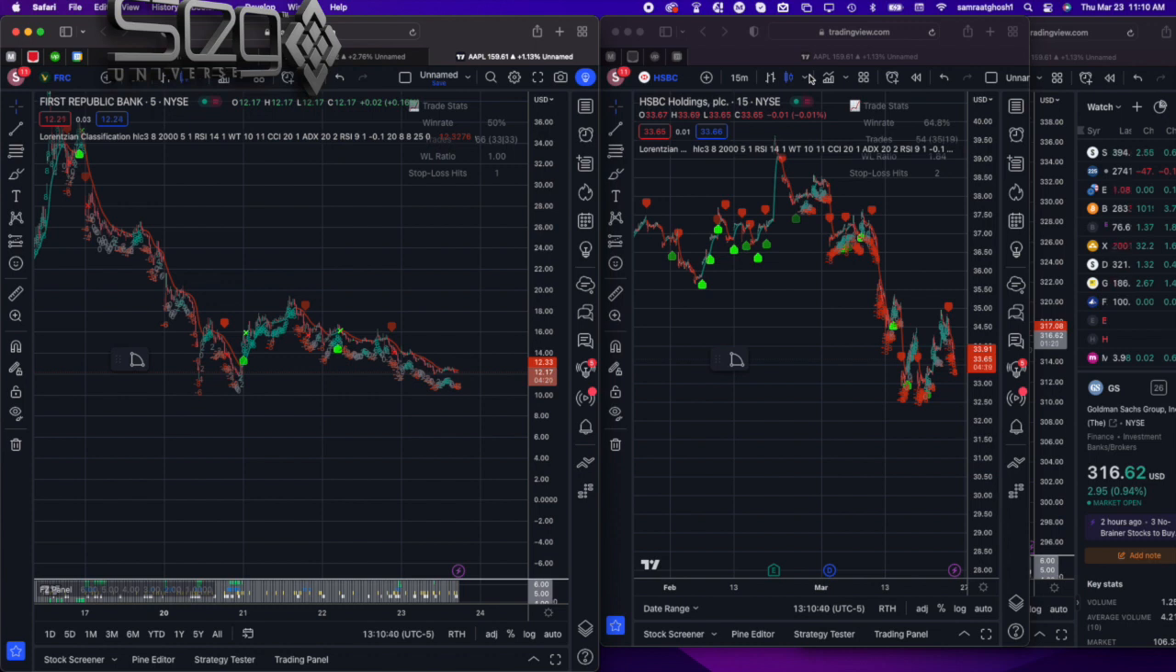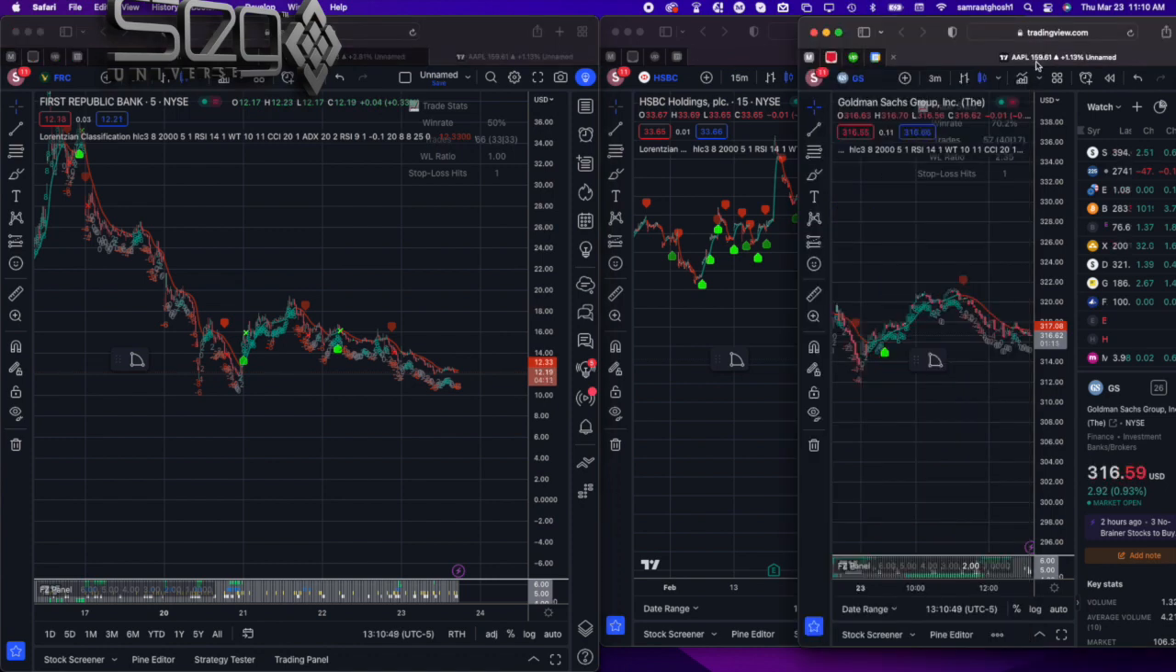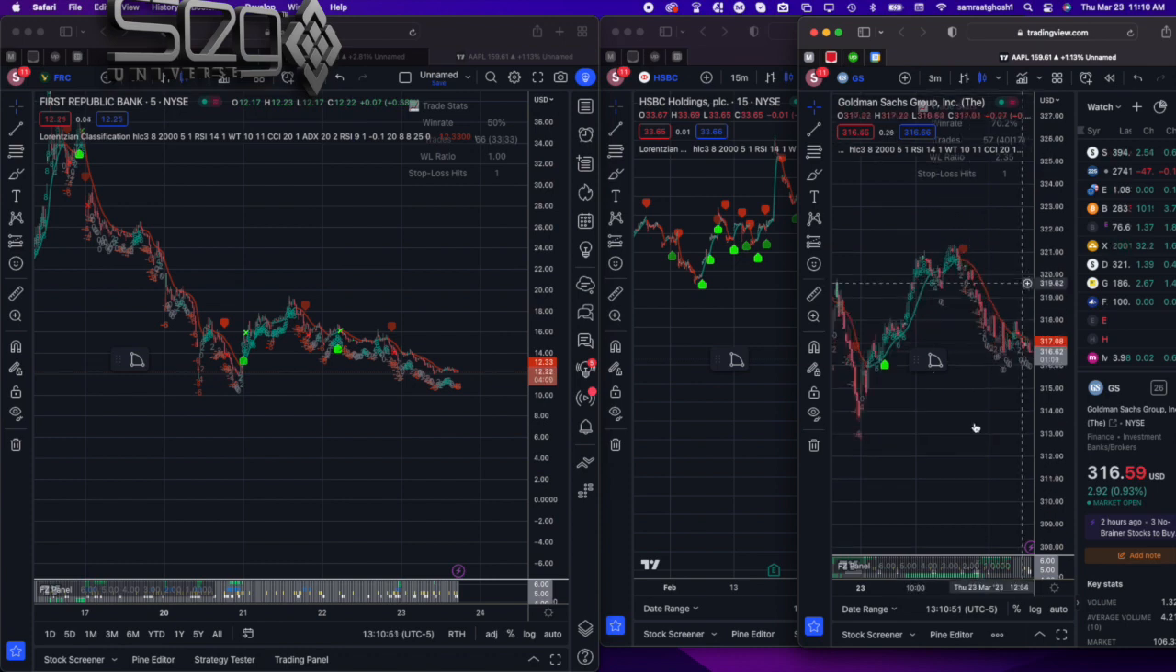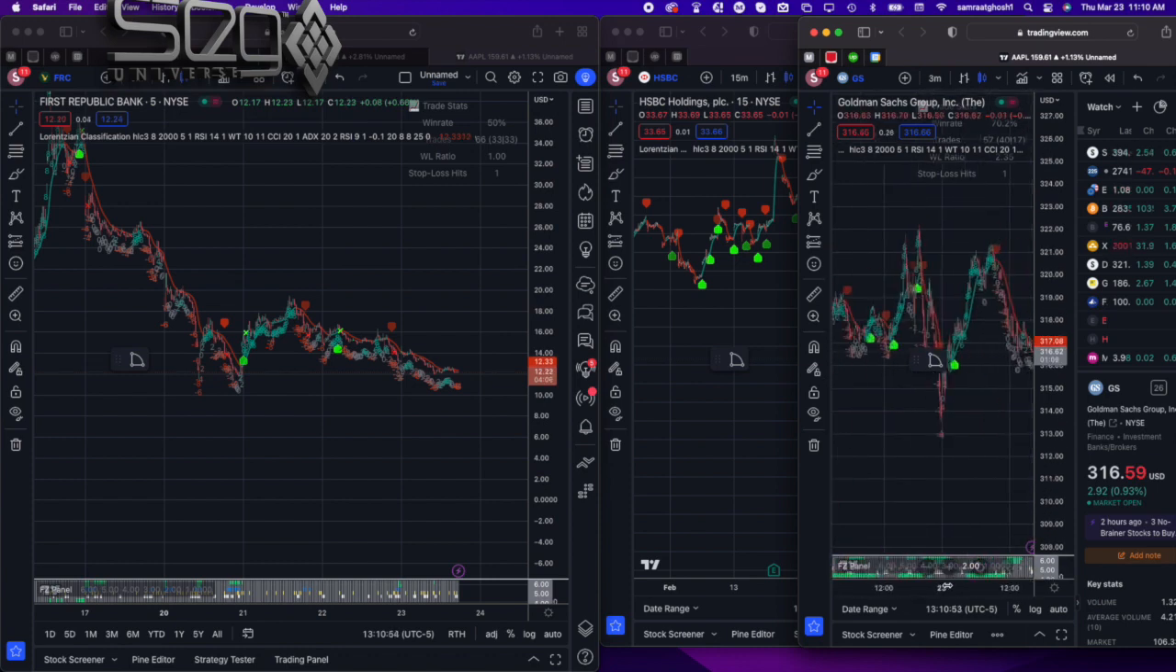This is back at First Republic Bank. And we're looking at HSBC on the right as well. 64.8%. And then we're also looking at Goldman Sachs, 70.2% win rate. You can see on Goldman Sachs it bought right at the bottom, right when the kernel regression line was turning green before it turned red. It sold. And this is a live market, so we're going to let the market just kind of do its thing.